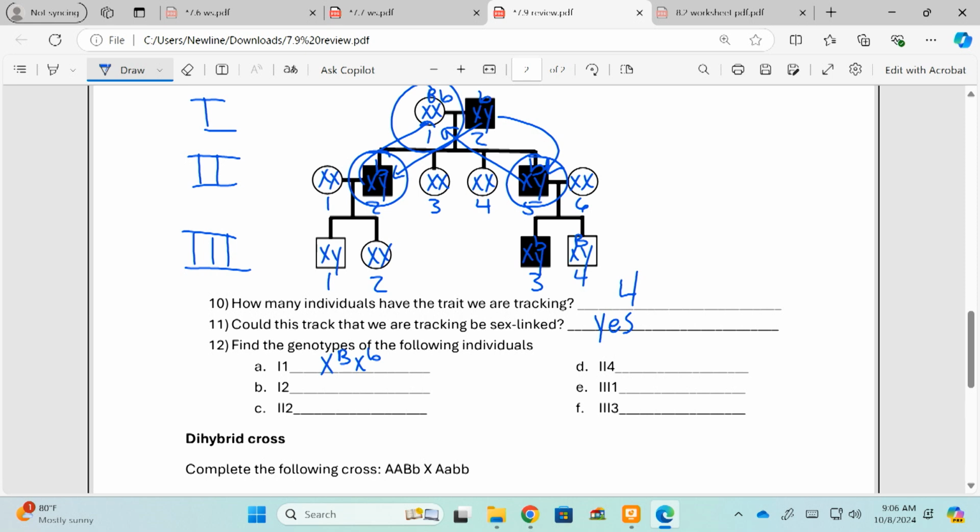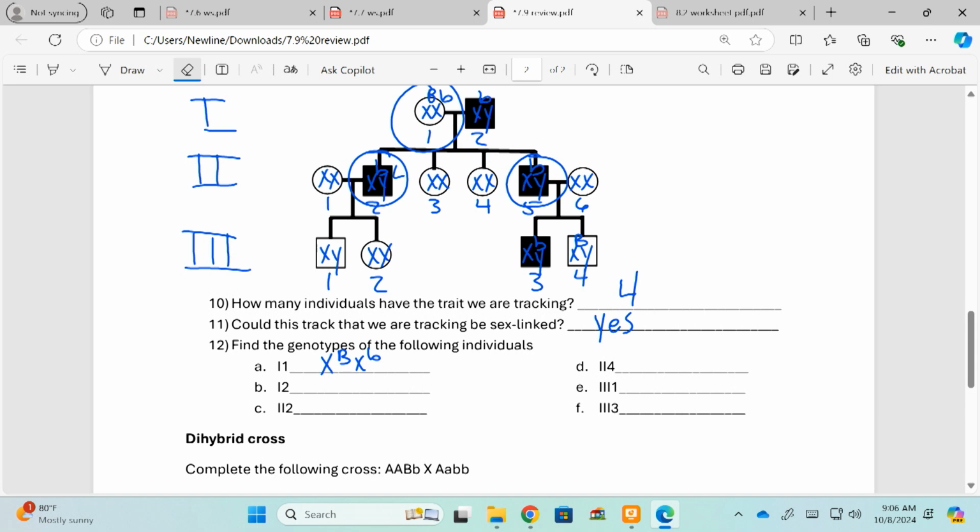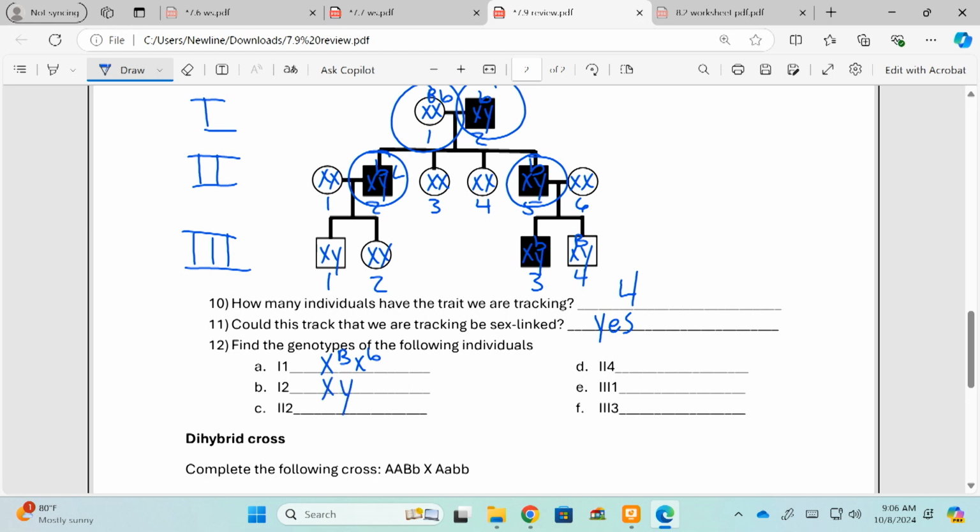All right, let's look at the next one, 1-2. For this one, they're asking about this individual. I'm going to erase some of this so y'all can see what I'm talking about a little bit better. This individual right here is a man, so we know he's XY. He has this trait, and that means he's got to have that recessive letter there. The next one, C, is 2-2. This individual right here, same thing as the dad. It's a man, so it's XY. He has the trait that we're tracking, so he's got that recessive letter.